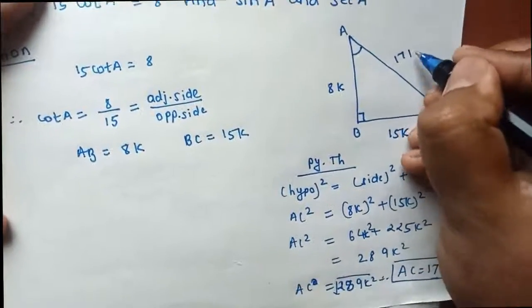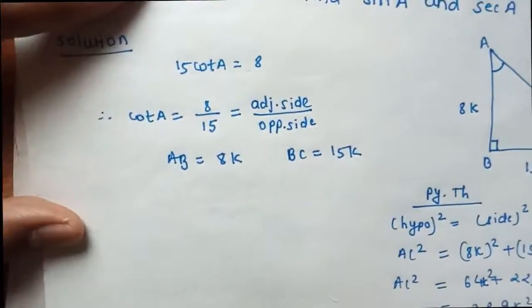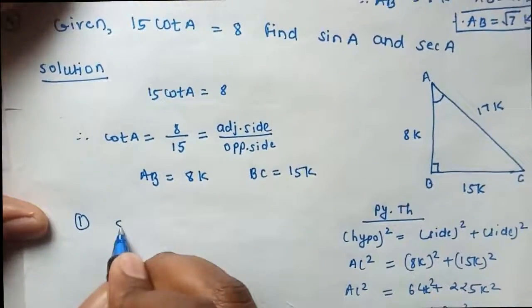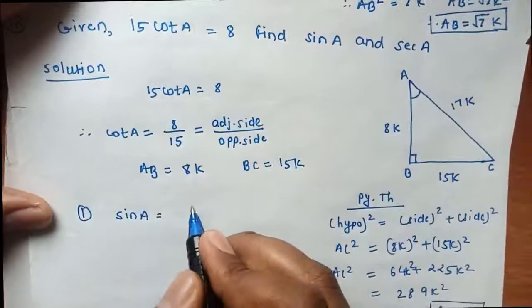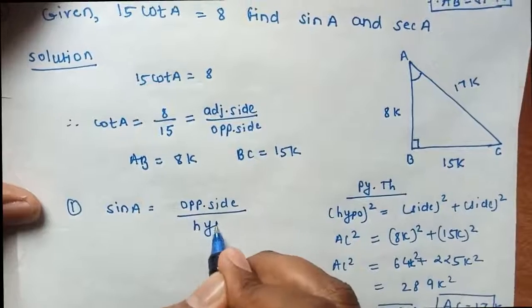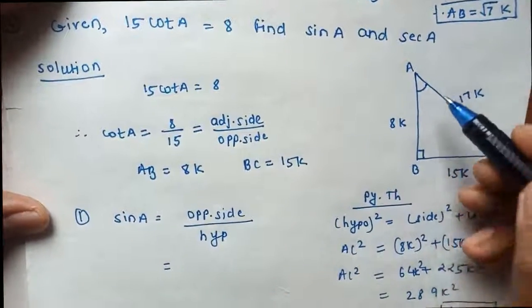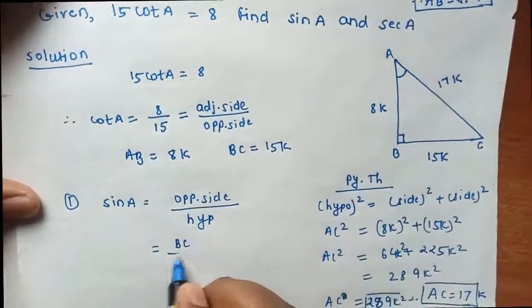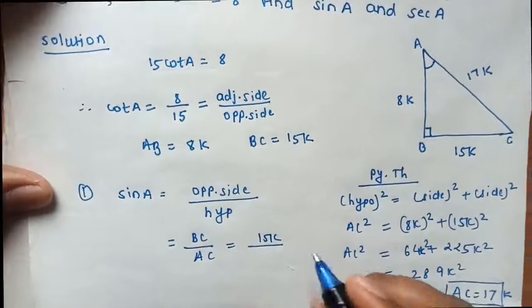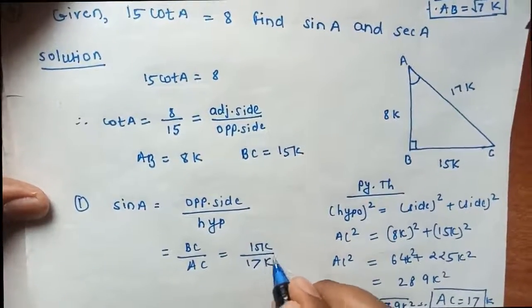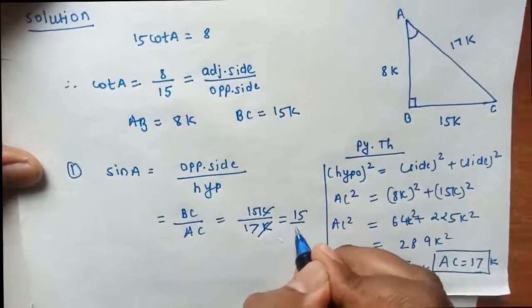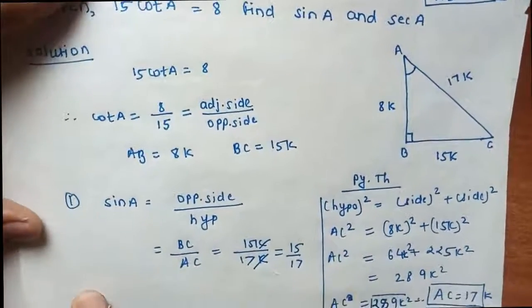So I got 17k as the hypotenuse, and I also have AB and BC. Now I want sine A. The first trigonometric ratio I want is sine A. Sine A is nothing but the opposite side upon the hypotenuse. The opposite side for angle A is BC, and the hypotenuse is AC. So BC is equal to 15k and AC is equal to 17k. The k cancels, and you get the answer 15 upon 17. So we got the first ratio.